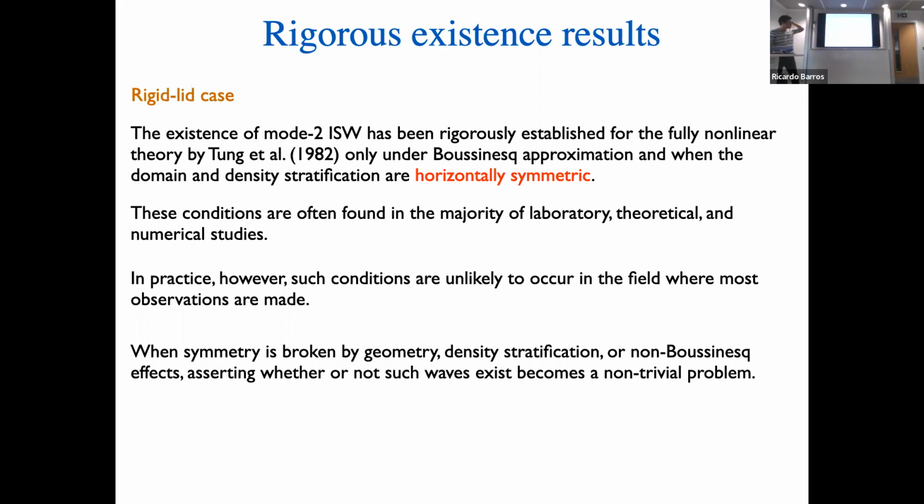The problem is that in the ocean, those idealized symmetric configurations won't be there, right? So how to deal with this? These are unlikely to occur in the field where most observations are made. And then the question is when symmetry is broken. It could be broken by geometry, by assuming, for example, that the top layer is much thinner than the lower one and things like that. You could also create this break of symmetry by density stratification or non-Boussinesq effects. So asserting whether or not these waves exist is not a trivial matter, okay? And this is what we would like to try to understand.